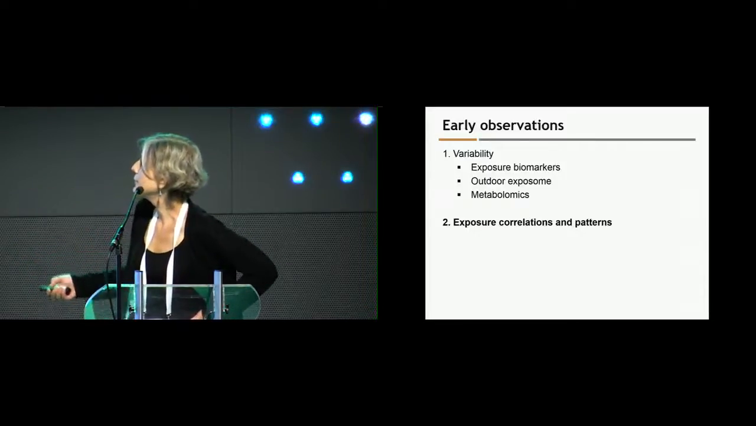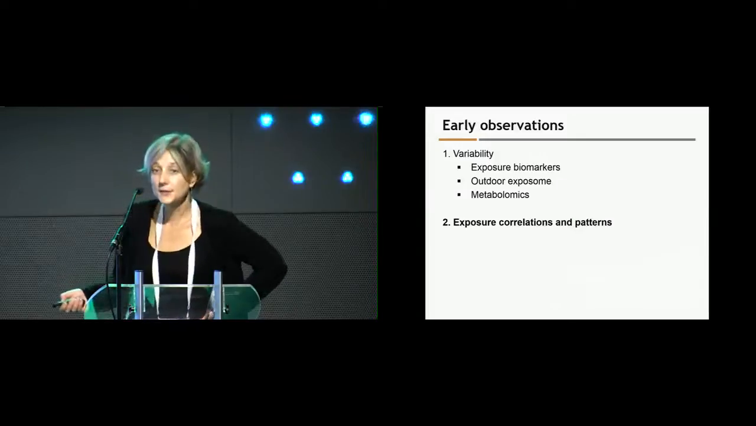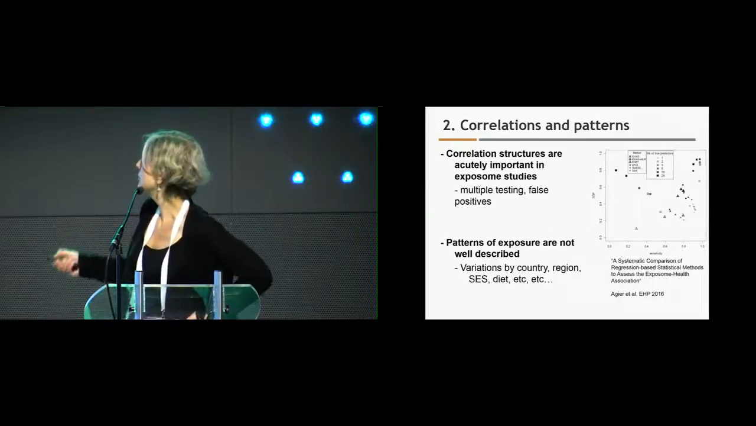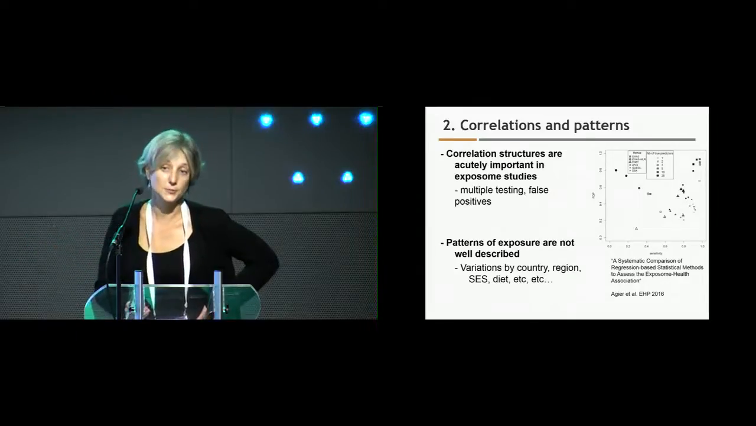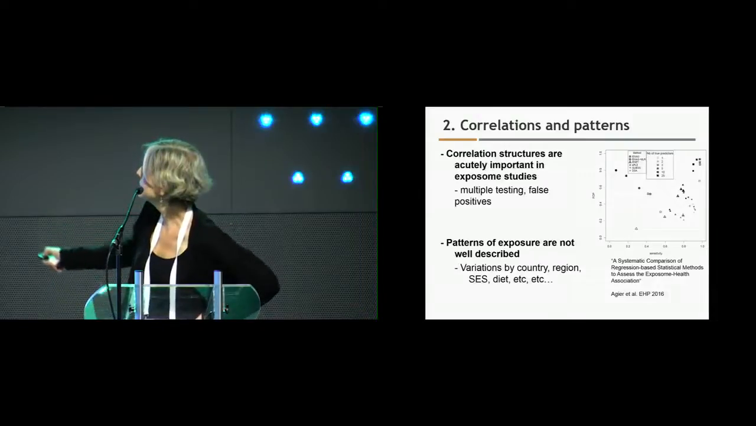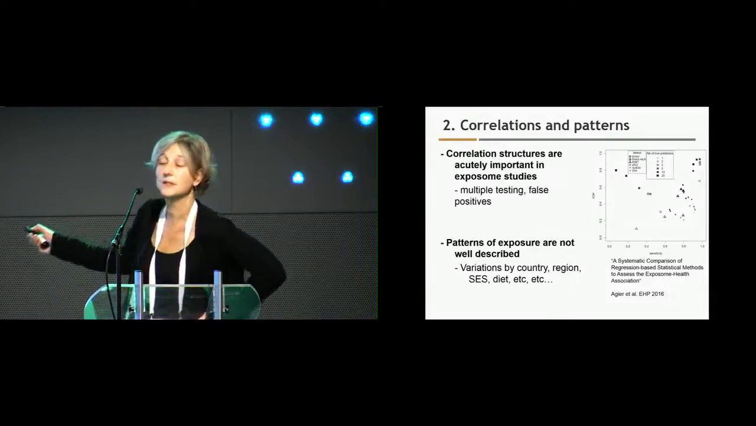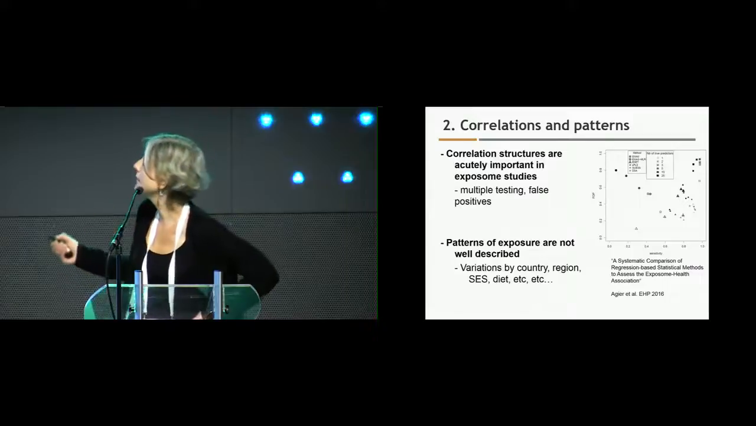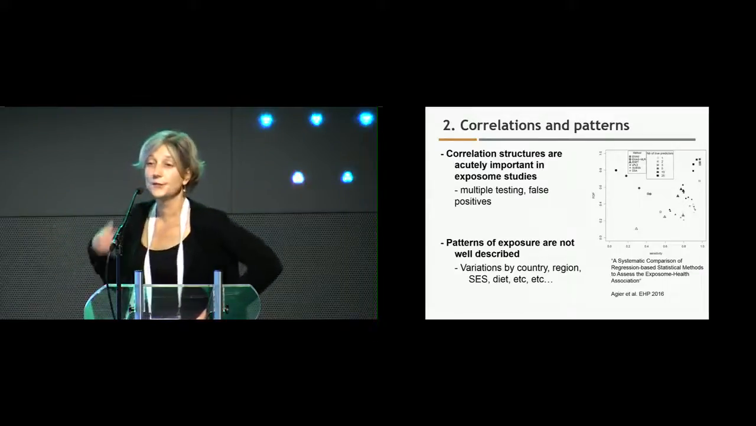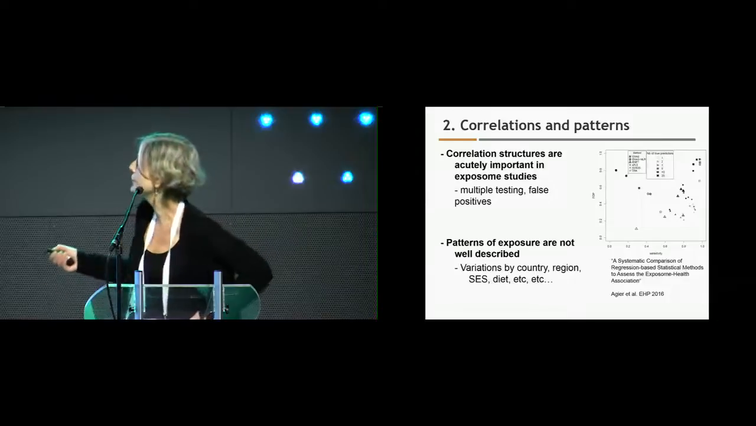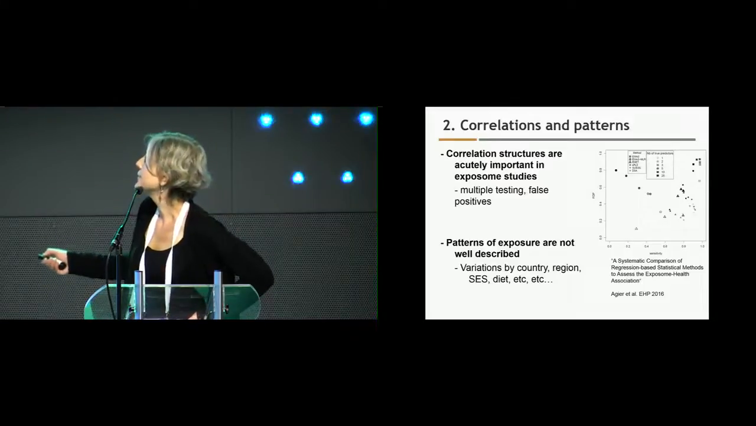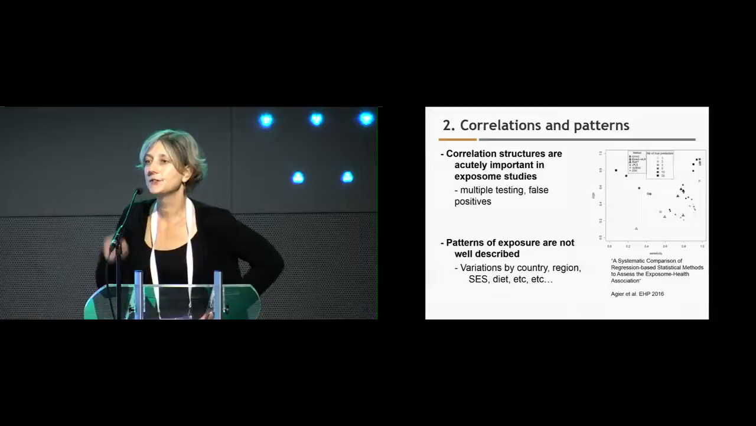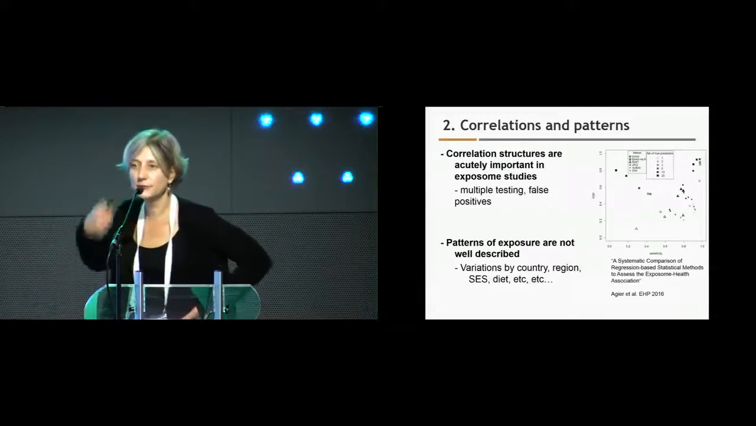Similarly, I think it's very important to describe correlations and patterns in the exposure. Roel just mentioned this. Correlation structures are acutely important in exposome studies. We've learned from some early simulation work that, for example, the IRAS methods, even with an FDR correction, don't perform very well when you look at the false discovery rate. And this is mainly due to the correlations within the data sets. So it is really very important to describe the correlations before you actually go on and throw all these variables in an analysis.